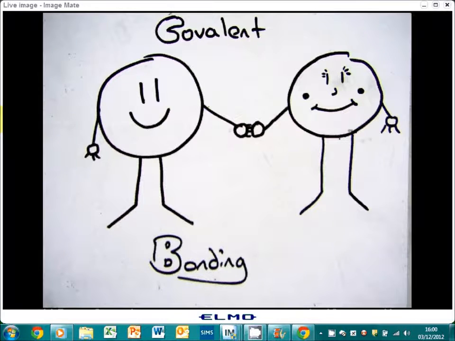This video is going to show you the second type of bonding that you need to know about, which is covalent bonding. In ionic bonding, the bonding was between a metal and a non-metal, where a metal gave up its electron to a non-metal. The problem with covalent bonding, which is between two non-metals, is that this can't happen.